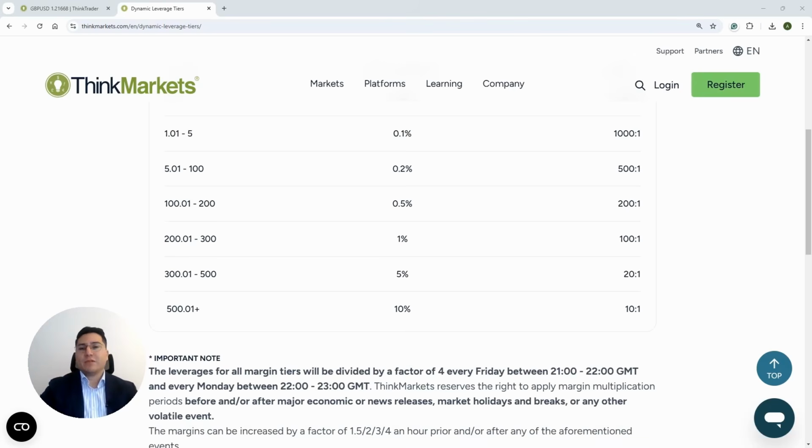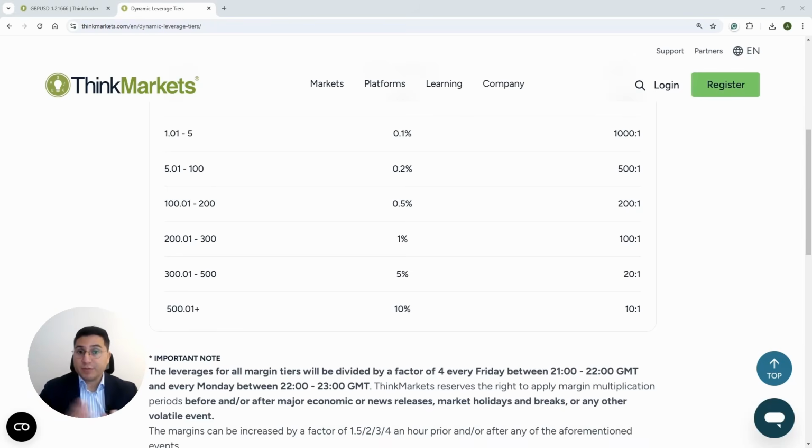Also, bear this in mind, it's about the net positioning. So for example, if you happen to be long 2 lots of Euro USD and then you decide to go short 1 lot of Euro USD, then you're releasing some margin because you would only be using margin for that 1 net long position.